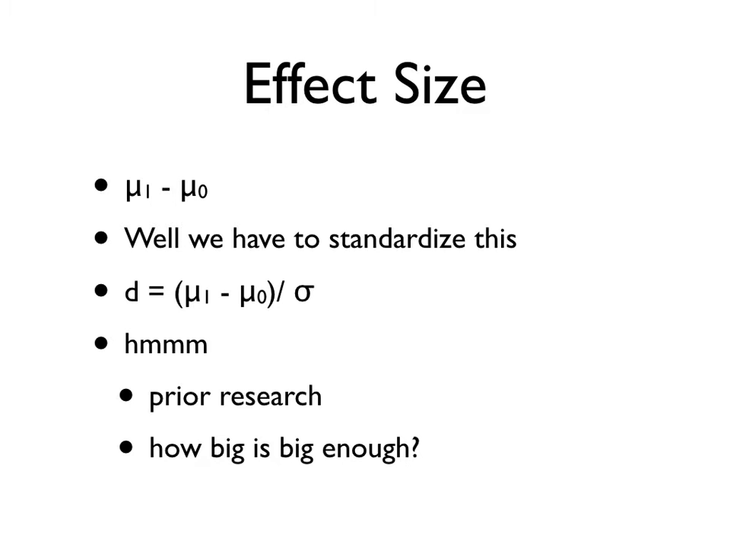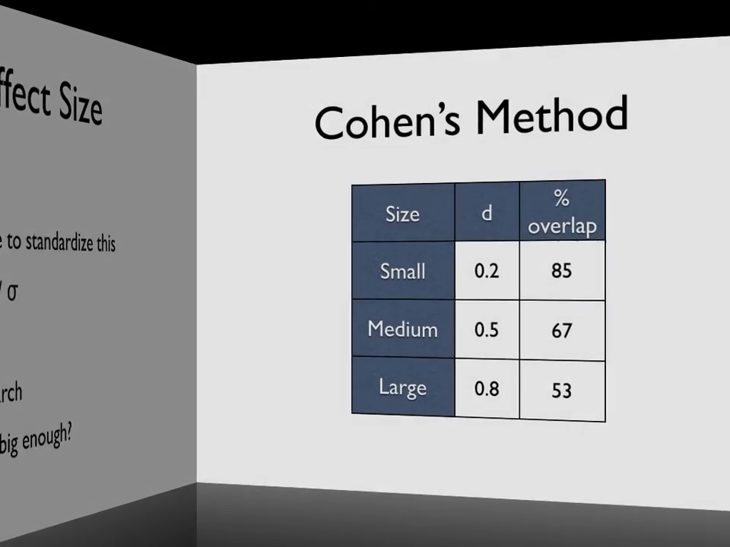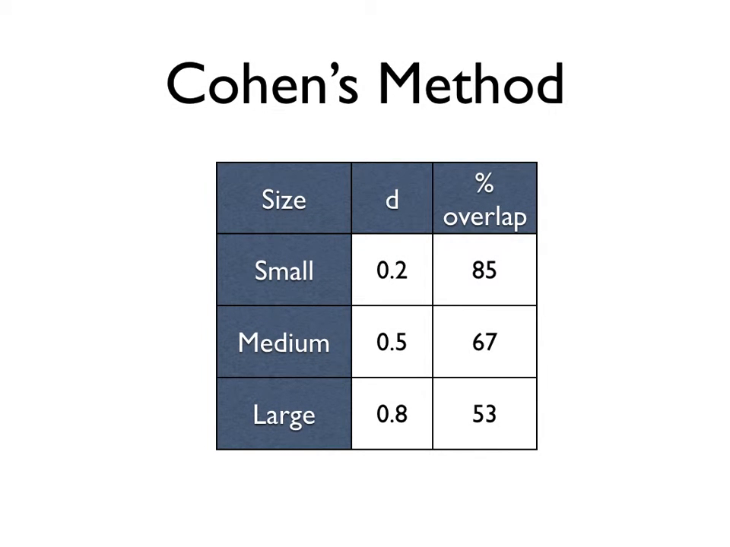So this is a good question. How big is big enough? Well, Cohen, good old Cohen, says there are basically three kinds, this is a categorization, of differences. There's small, medium, and large. He just arbitrarily called them small, medium, and large. Said if D is 0.2, that's 85% overlap. Think about 85% overlap. That's almost the two distributions are on top of each other. We don't care about typically something that small.